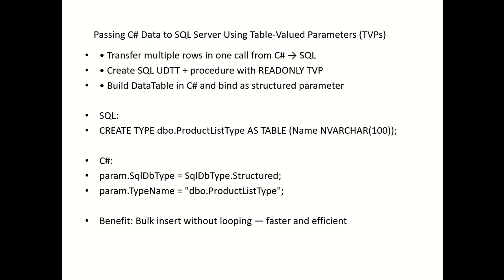Let's create that. Here we create a type called product list type. It has two columns, product name and unit price. The names and types are critical here. They must match what we use in C#. That means whatever data we are sending from C#, that should match the table type.